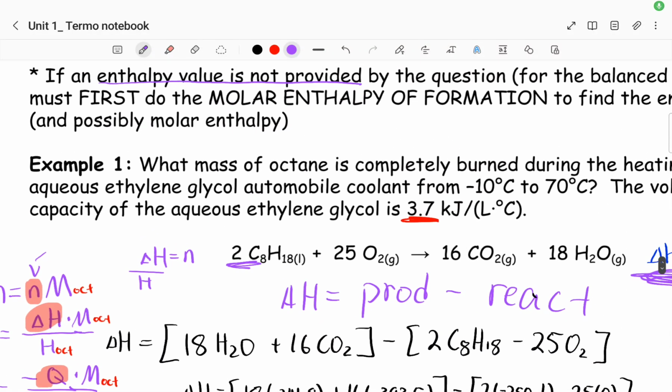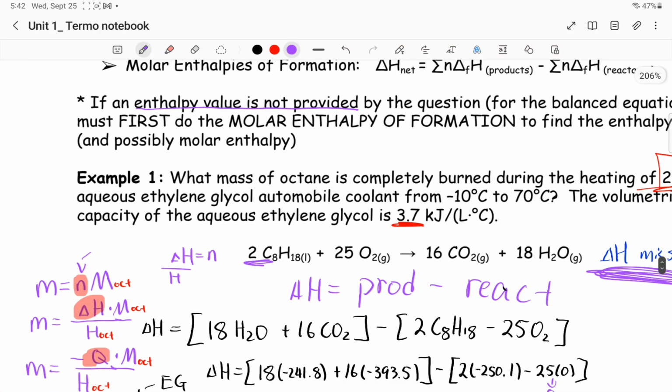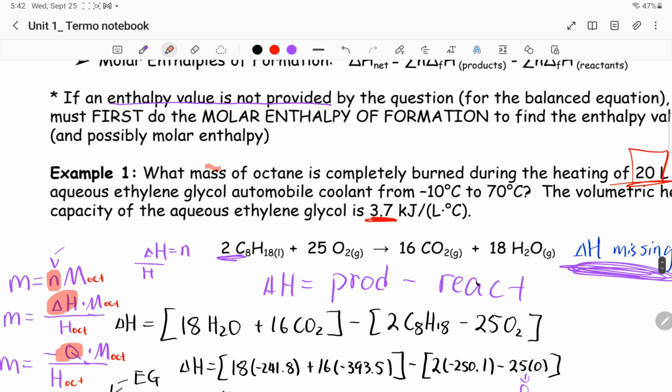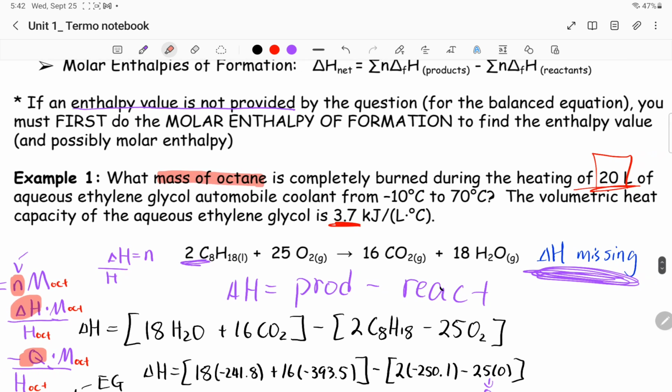Take a look at this question. As we mentioned, we're trying to find the mass of octane when it is completely burned during the heating of 20 liters of aqueous ethylene glycol automobile coolant from -10 to 70 degrees. The volumetric heat capacity of aqueous ethylene glycol is 3.7 kilojoules per liter Celsius.